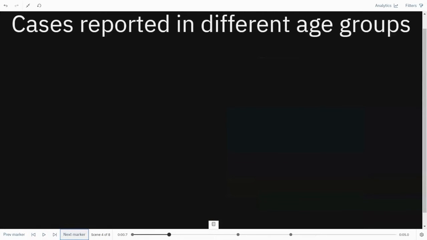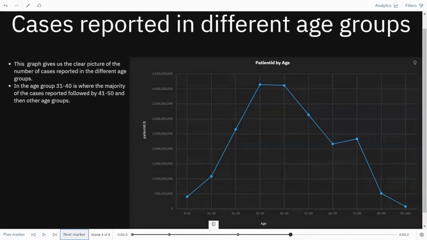The next visualization is about the cases reported in different age groups. This graph gives us a clear picture of the number of cases reported in the different age groups. If we take a look into the graph, we can clearly understand that the age group 31 to 40 is where most of the cases have been reported, followed by 41 to 50. The age group 91 to 100 is where the least number of cases have been reported, followed by 0 to 10, which is the next least number of cases reported.